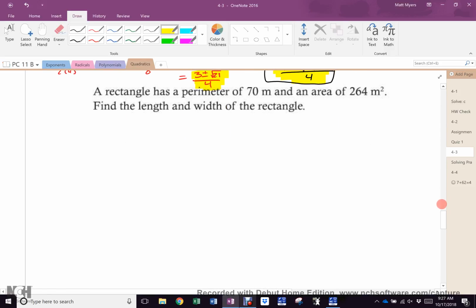A rectangle has a perimeter of 70 and an area of 264. Find the length and width. Well, I better draw that rectangle, yeah? W, L. What do I know about that rectangle? Perimeter is 70, so L plus W is 35, right? Everybody cool? And what else do I know? L times W is 264. Everybody cool there?